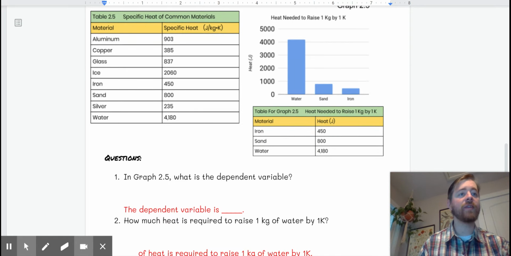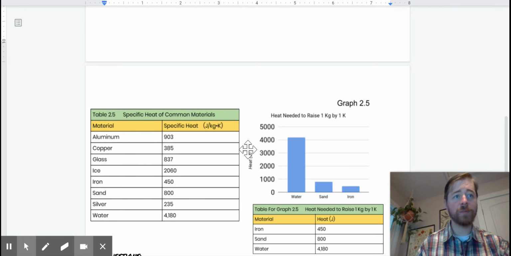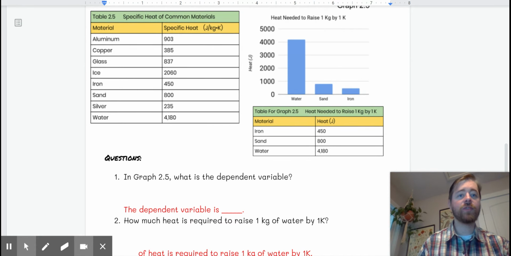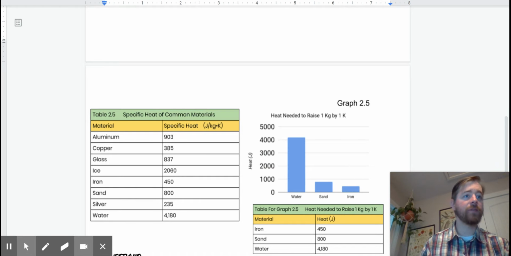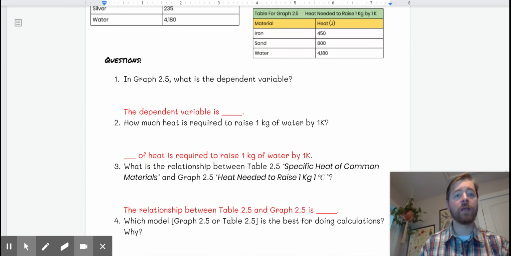Okay, so this is still about specific heat. So what is our dependent variable? Okay, is that the 3 types, 3 different materials, or is that the amount of heat energy it takes to raise each of those materials by 1 degree? Okay, the specific heat. Okay, so that's graph 2.5. Question 2. How much heat is required to raise 1 kilogram of water by 1 degree Kelvin? Okay, so for this question, you could use the graph. The information is there in that graph, or you could use it back in table 2.5. Specific heat of common materials, find water, and find its specific heat. Right, either one.